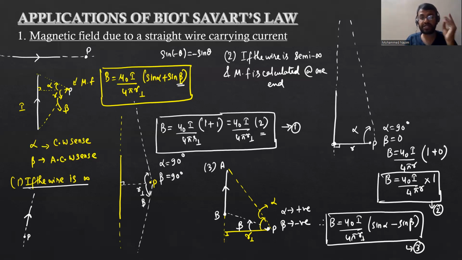Fourth point. First is infinite, semi-infinite. Third is if beta is also measured in clockwise sense. Fourth case is if the point P is lying on the axis of the wire. Then what will you do? According to Biot-Savart's law, what is the angle? What is theta? Theta is nothing but the angle between dl vector and r vector.